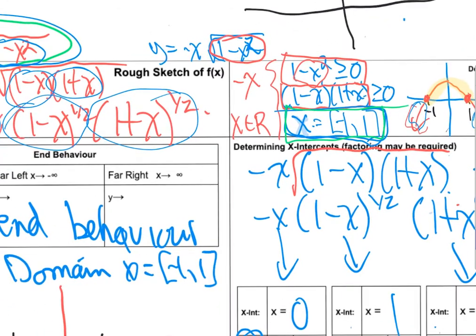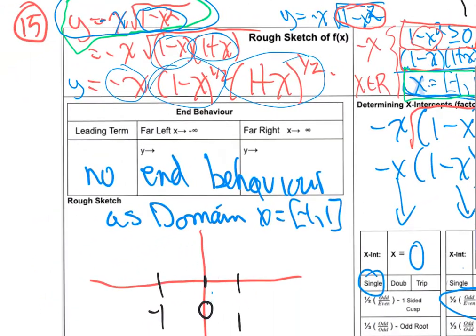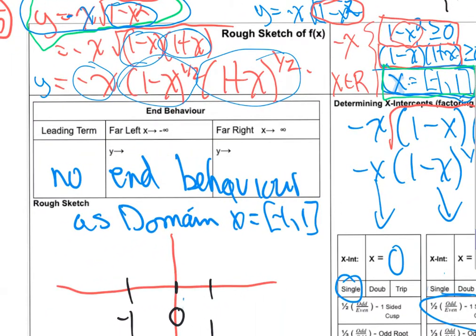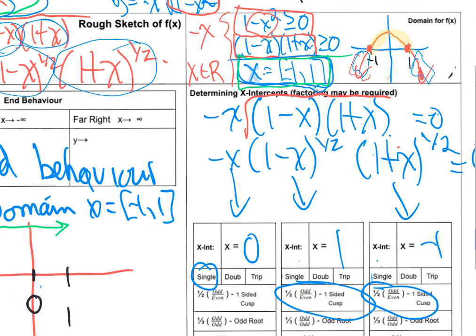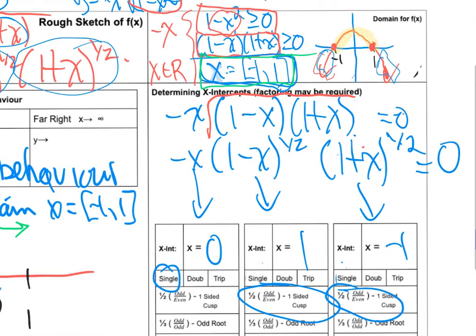So let's look at our end behavior. Think about that for a second. The graph only exists between 1 and negative 1. There is no end behavior on this graph. Okay, so now let's look at the x-intercepts then. For this one, again, there's 3 factors.